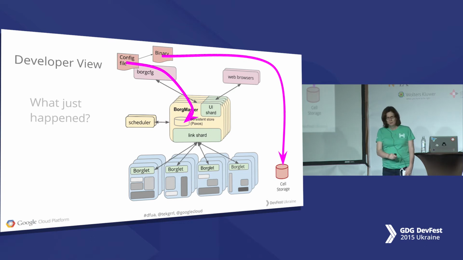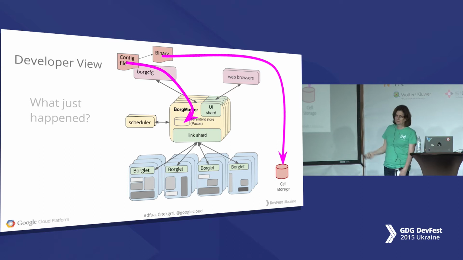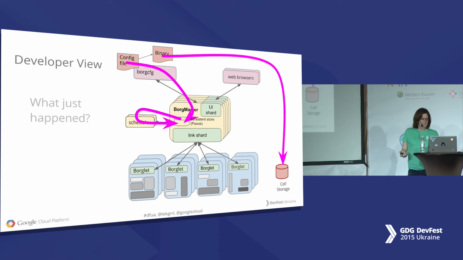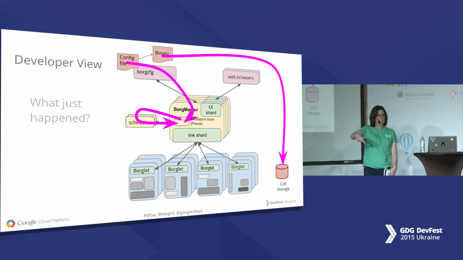Then they push out the configuration file, and that gets sent to what's known as the Borg master. Now, the Borg master sits within the cell. It's replicated 5 times for resiliency, and the configuration file is stored in persistent storage. That's Paxos-based, consensus-based storage. And at some point, a thing called a scheduler comes along and says, what's the state of the system and what should the state of the system be?